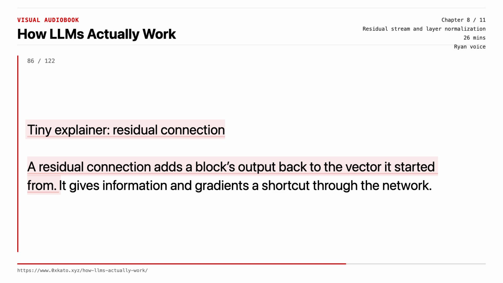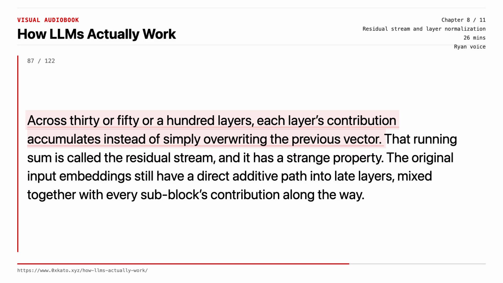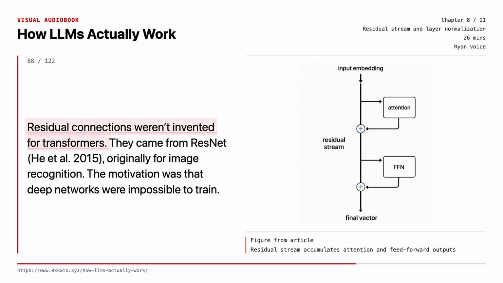Tiny explainer, residual connection. A residual connection adds a block's output back to the vector it started from. It gives information and gradients a shortcut through the network across 30 or 50 or 100 layers. Each layer's contribution accumulates instead of simply overwriting the previous vector. That running sum is called the residual stream, and it has a strange property. The original input embeddings still have a direct additive path into late layers, mixed together with every subblock's contribution along the way.